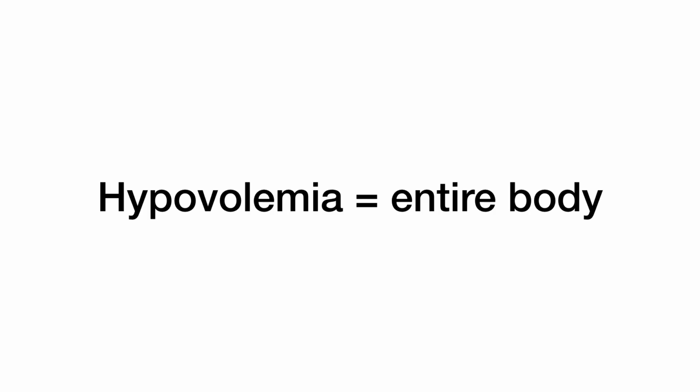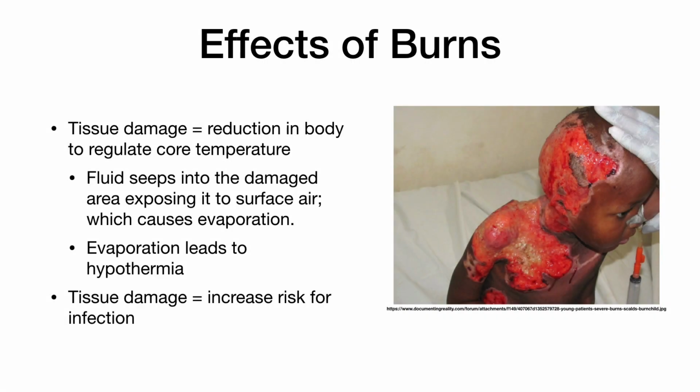So it's important to keep in mind that hypovolemia is an entire body problem. When we talk about burns, burns are not just affecting the body part injured, they are affecting the entire body. Burns can be very detrimental. There's a bunch of effects of burns. The first major effect of burns is the tissue damage that occurs. The skin is the most impacted organ. The skin is very important in regulating core body temperature, and this is because fluid seeps into the damaged area, exposing it to the surface air, which causes evaporation. Evaporation leads to hypothermia. And also, the tissue damage leads to an increase in risk for infection.